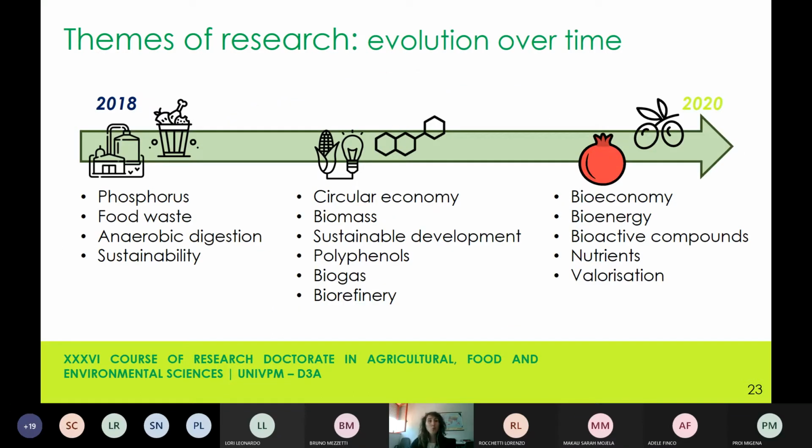And if we look at the evolution over time of the different topics, we can see that we started with agriculture proper, so phosphorus, food waste, sustainability, and then shifting to sustainable development and the concept of biogas, we arrive, as I said before, to the recovery of bioactive compounds, in particular from vegetable and fruit scraps. So most of the studies are concentrated on pomegranate, for example, or olive leaves, or even small red fruits.